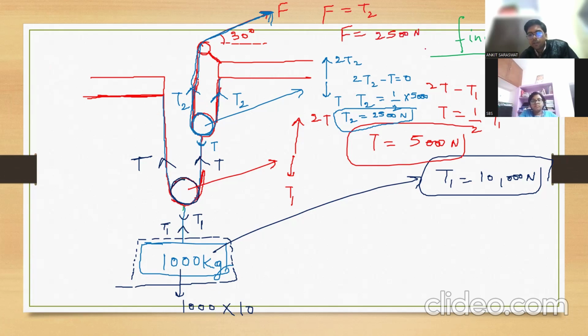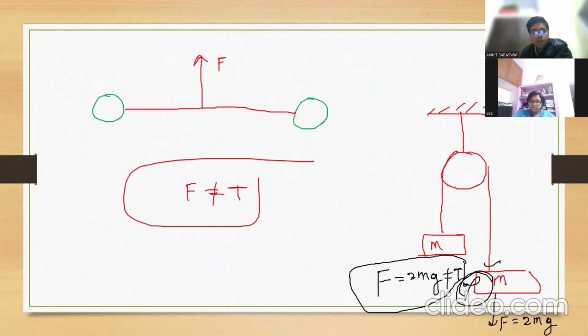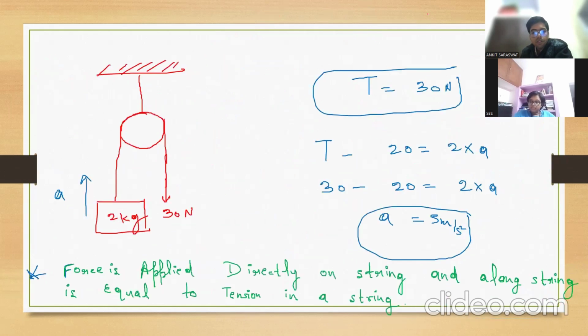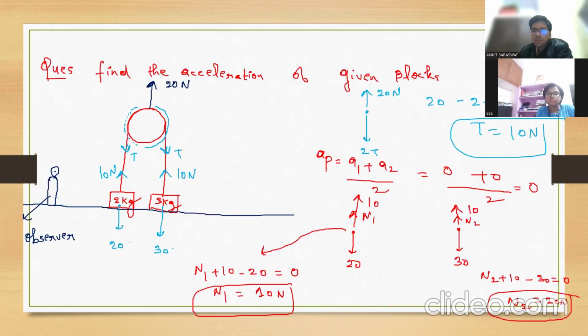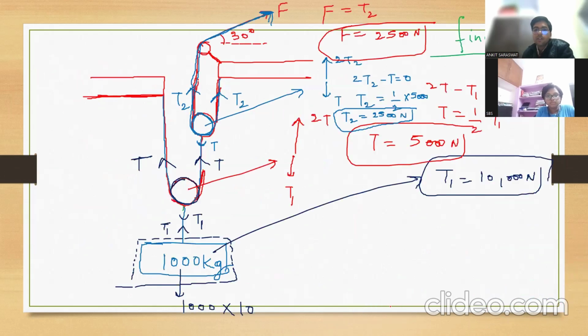This is the answer. Concept, how much use of a concept? Can you check what we have learned? If you go back, this concept we have learned: force is applied directly on a string. This concept has a lot of variation, a lot of application. Force applied directly on a string and along the string is equal to tension in a string. Clear? Understood? So this question, I think it is clear to you. This is a really good question.